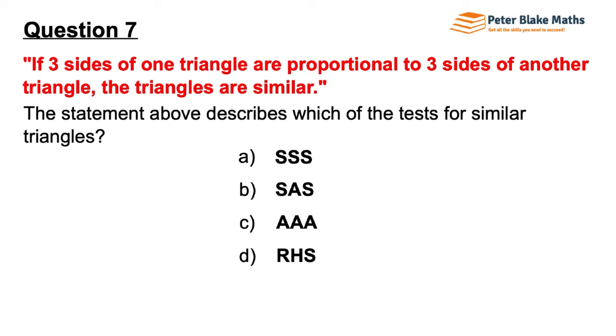Question 7. If three sides of one triangle are proportional to three sides of another triangle, the triangles are similar. So the statement in red there describes which of the tests for similar triangles? Is it talking about SSS, SAS, AAA, or RHS?